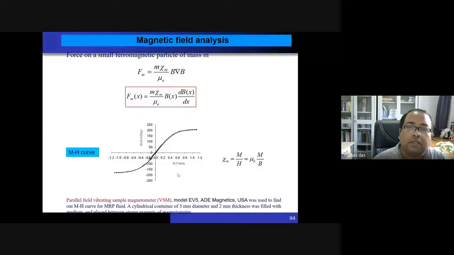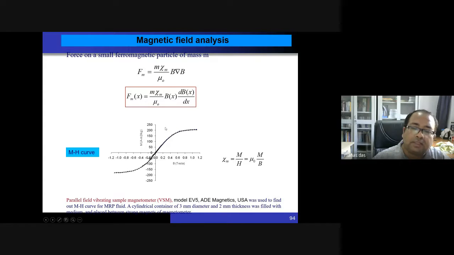So this is the equation with which the magnetic force can be calculated. This is the mass of the individual CIP particles, the susceptibility, the gradient of the magnetic field, and the magnetic field at different points. This is the BH curve for this MR fluid.